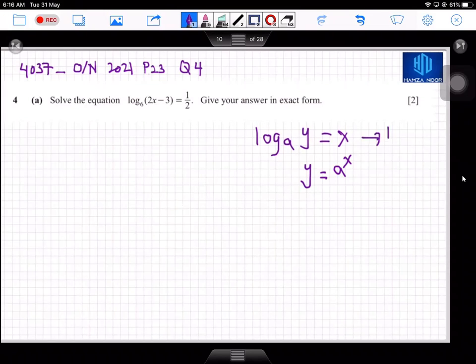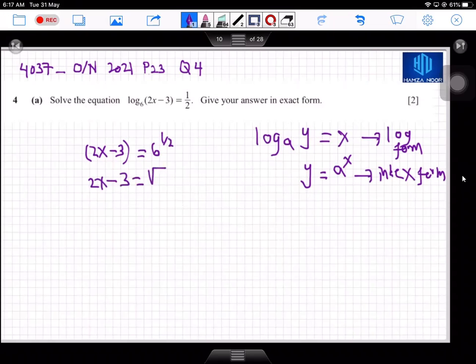So this is basically the logarithmic form, and this is basically the index form. So when 2x minus 3 is made the subject of the equation, this will be equal to 6 raised to the power half. So therefore 2x minus 3 is equal to under root 6. Therefore 2x equals 3 plus root 6, and therefore x equals 3 plus root 6 completely divided by 2. This is basically an exact form. This is supposed to be your answer to question number 4, part A.